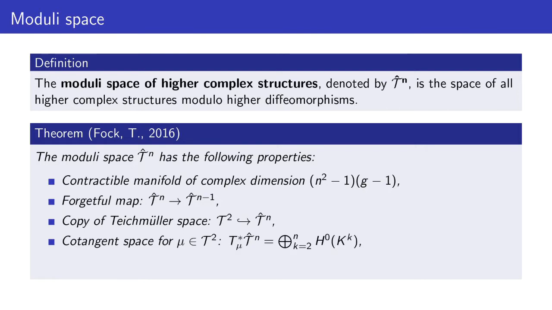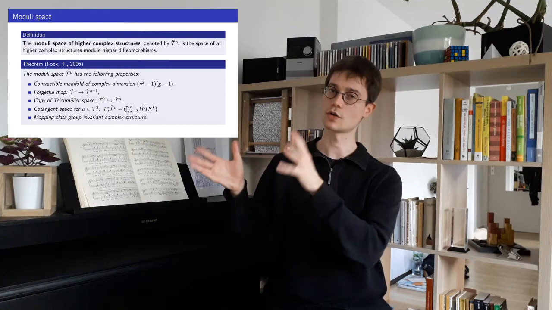Then we know that along this copy of Teichmüller space, we can describe explicitly the cotangent bundle, the cotangent space to our moduli space, which is given by this direct sum of holomorphic differentials. Holomorphic differentials of degree k, for k varying between 2 and n. And finally, we know that on our moduli space there is a mapping class group invariant complex structure. Maybe some remarks on how to prove this theorem.